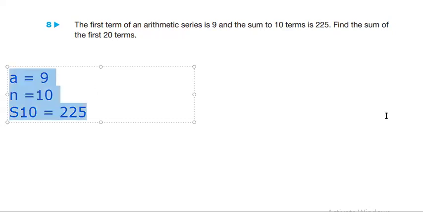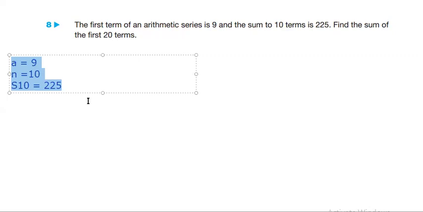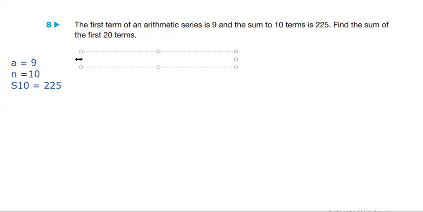We're going to use it, as we said, because we're missing the d. We're going to use it to find the d. Let's put it here, make it smaller. Now we're going to use the formula that we used before, which is the sum of the arithmetic sequence. As we said, the sum of n, let's write it first here.